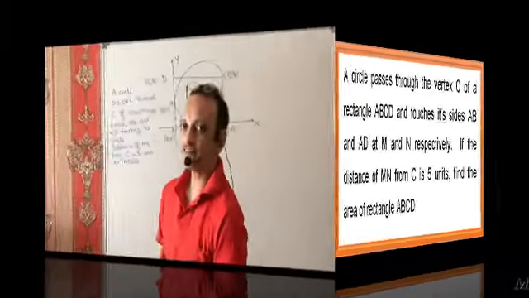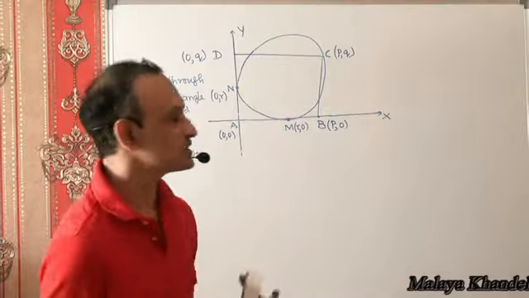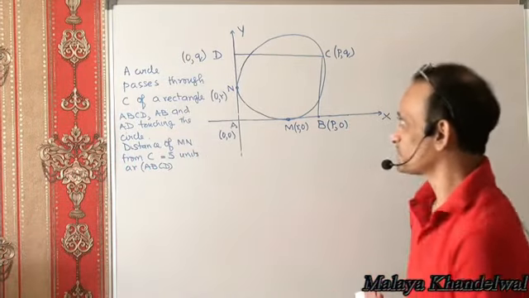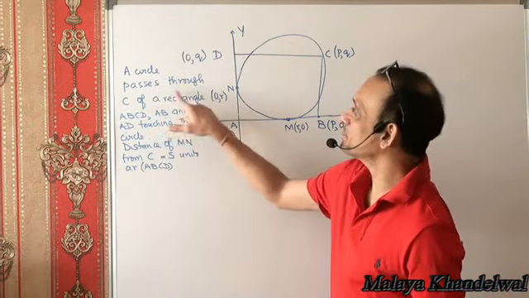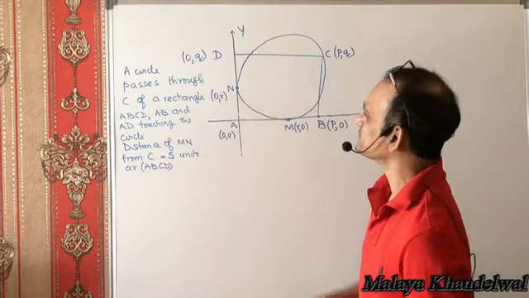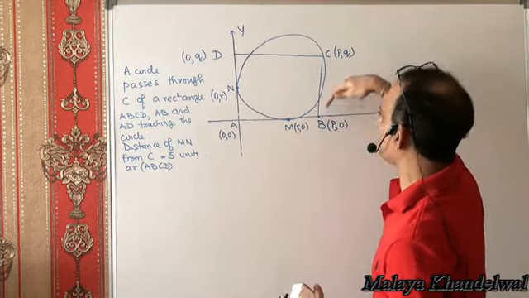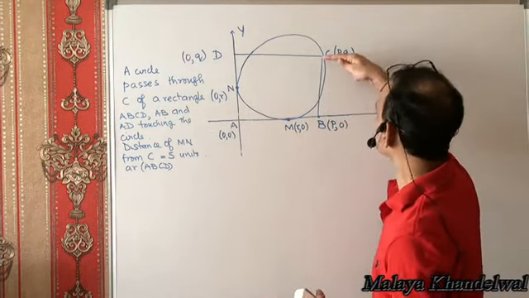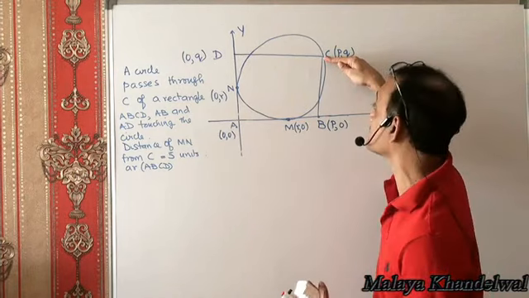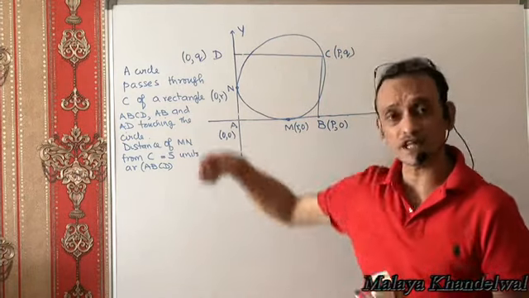Now, refer to this problem, which otherwise looks like a problem on geometry. We have a circle passing through C of a rectangle. This is a rectangle ABCD, and there is a circle passing through C that's given in the problem.